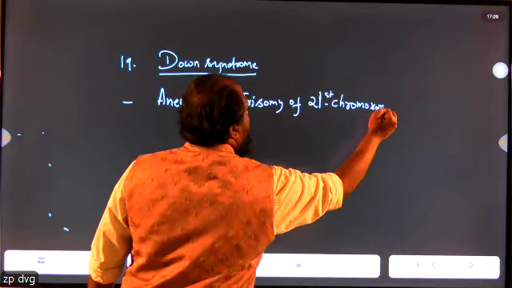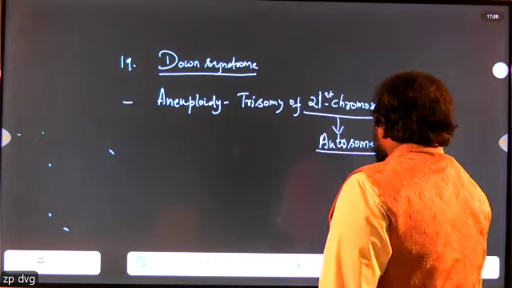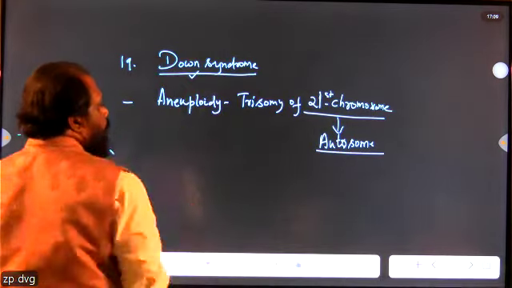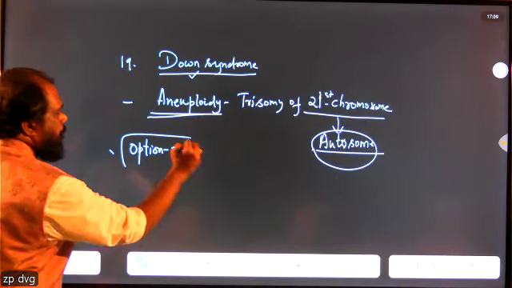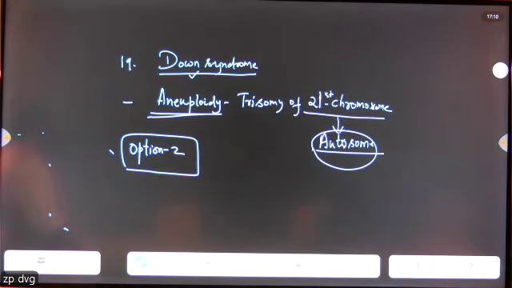So what is the correct option here? Hope you remember the 21st chromosome is an autosome. So Down syndrome is due to aneuploidy of the autosome. So which is the correct option? For question number 19, option 2 is the correct option. Clear? Simple direct question. Can we go to the next one?